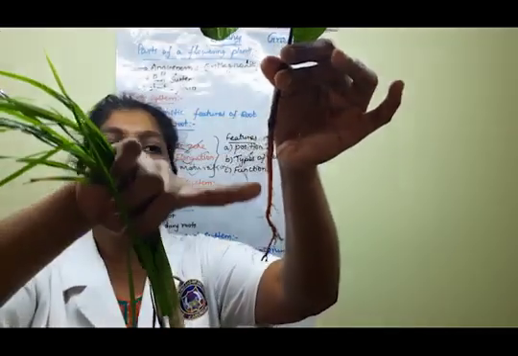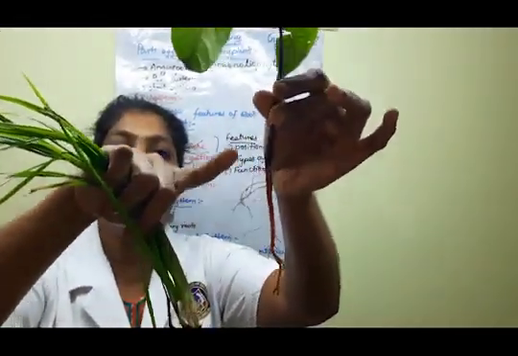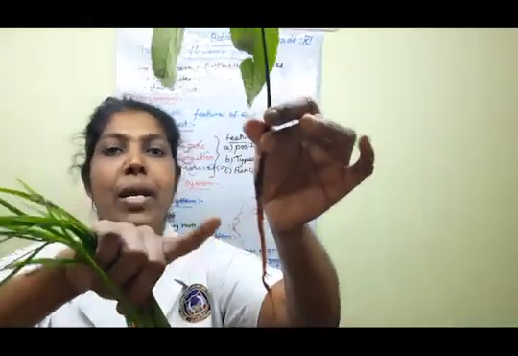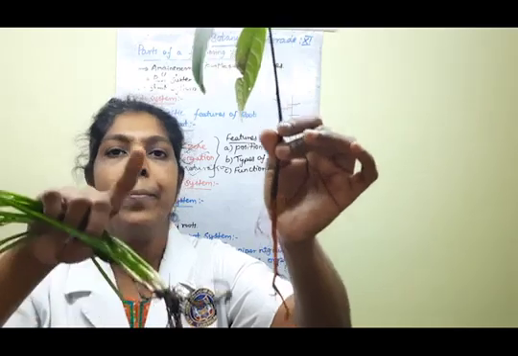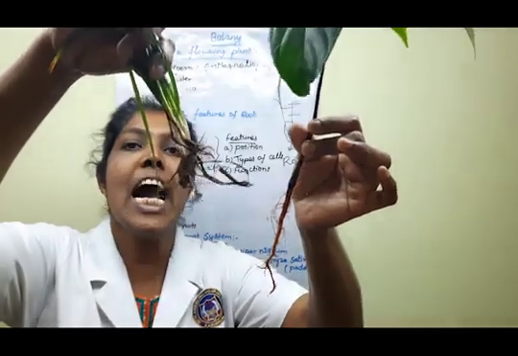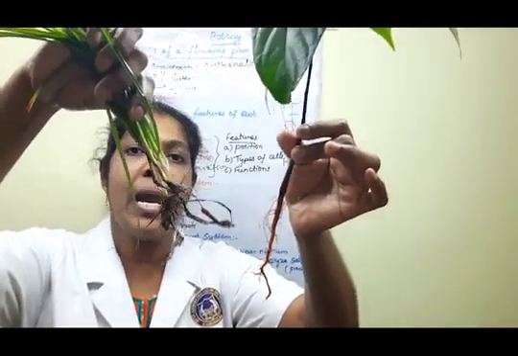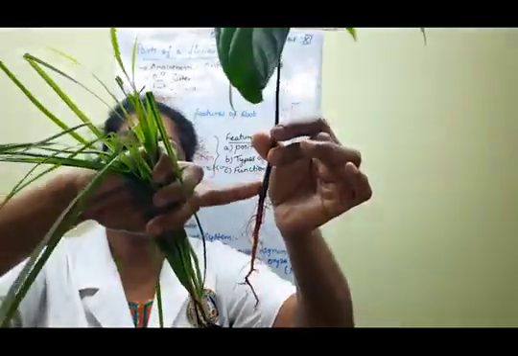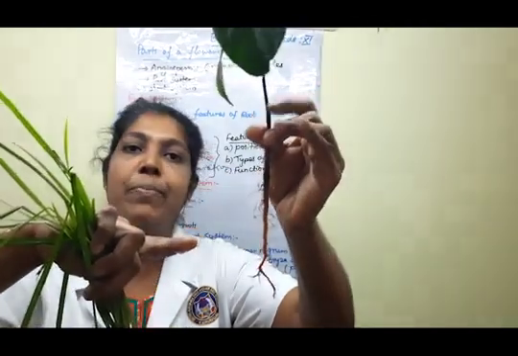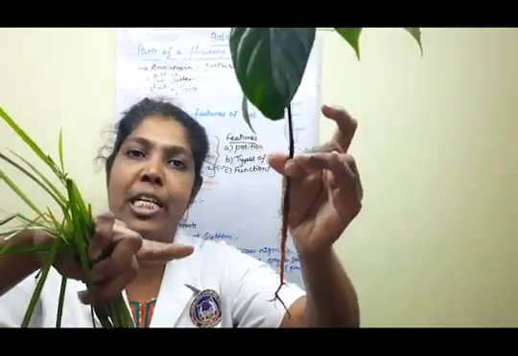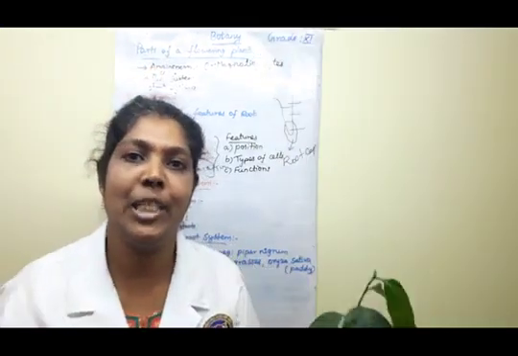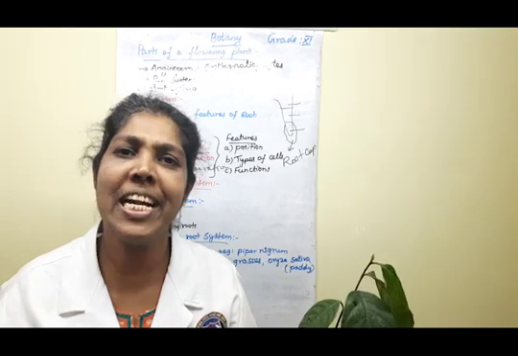Clear? This is a very good example of dicotyledonous plants. This is known as the taproot system, which is mostly present in dicotyledonous plants. Then this is the adventitious roots. Clear? Mainly two types of root system: the taproot system and the adventitious root system. The taproot system is present in dicotyledonous plants, and adventitious roots are present in monocotyledonous plants. Is it clear, children? Yes.